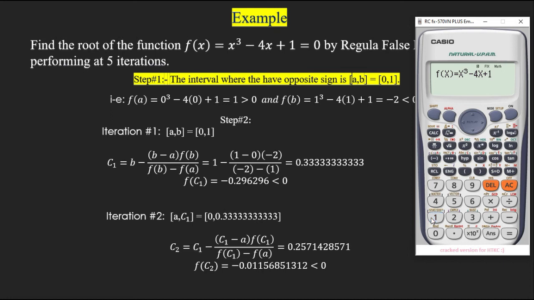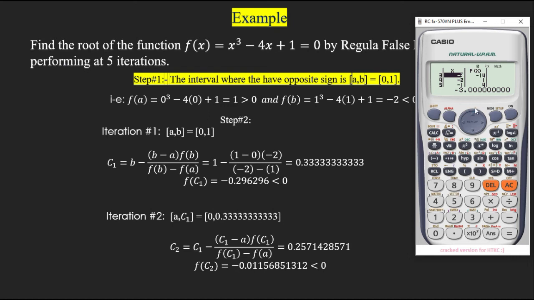So after writing our function in the calculator, we will press the equal button once. What will we get? The calculator will ask you where you want to start your table from. So I want to start my table from minus 5 up to 5, and I'm setting my step size to 1. So what will we get? We will get, from minus 5 up to 5, the values of the function at the different values of x.